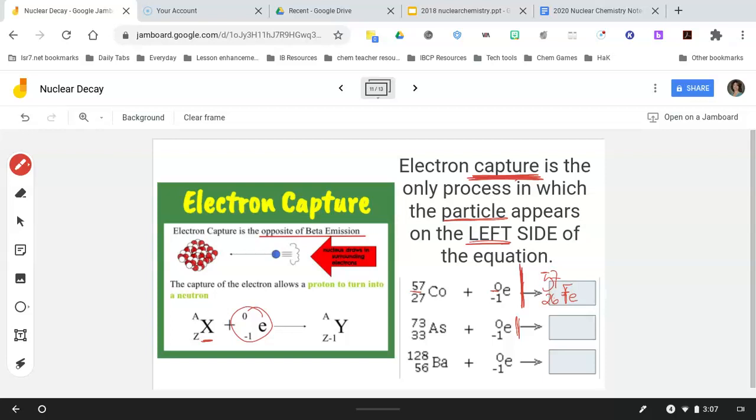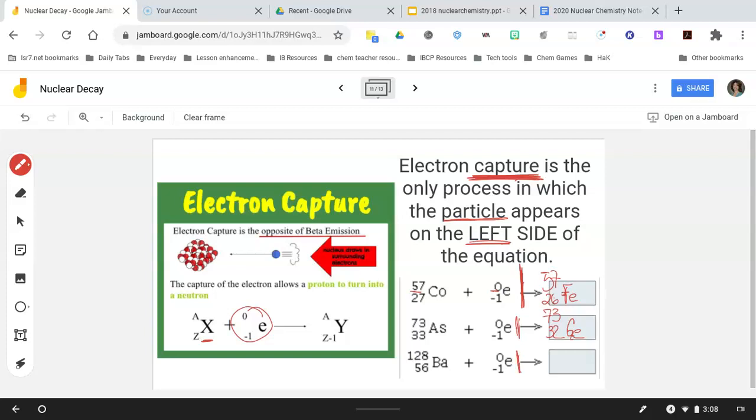One more. We've got arsenic here, arsenic 73. This is electron capture. Notice it's on the left-hand side. This arsenic captures that electron. So it has no mass, so my particle still has a mass of 73. But I neutralize one of my protons. So 33 minus 1 is 32. That negative electron canceled out one of my protons. Now I have element number 32, which is germanium, Ge.